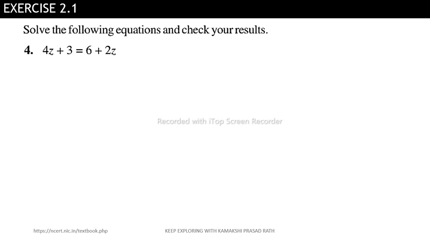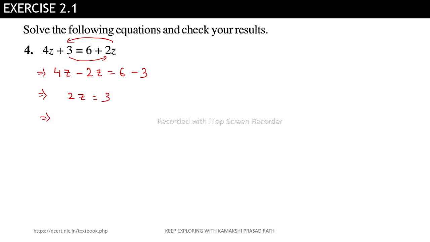Next question of the same type, 4z plus 3 equal to 6 plus 2z. So we get 4z minus 2z and 6 minus 3. Here again we see that the variable is shifted to the left side and this number is shifted to the right hand side. When we shift the numbers or the variables, we need to change the operations. So addition becomes subtraction and subtraction becomes addition. Multiplication becomes division and division becomes multiplication.